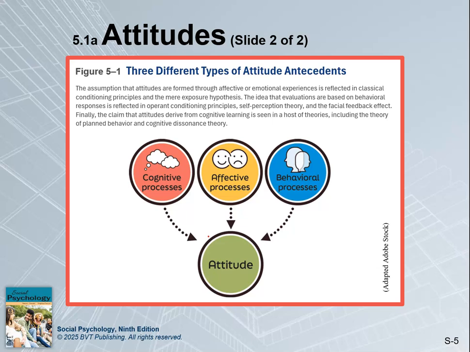So there are three different types of attitude antecedents. The first is the assumption that attitudes are formed through affective or emotional experiences, which is reflected in classical conditioning principles and the mere exposure hypothesis. The next one is the idea that evaluations are based on behavioral responses, which is reflected in operant conditioning principles, self-perception theory, and the facial feedback effect. And the third type of attitude antecedent is the claim that attitudes derive from cognitive learning, seen in a host of theories, including the theory of planned behavior and cognitive dissonance theory.